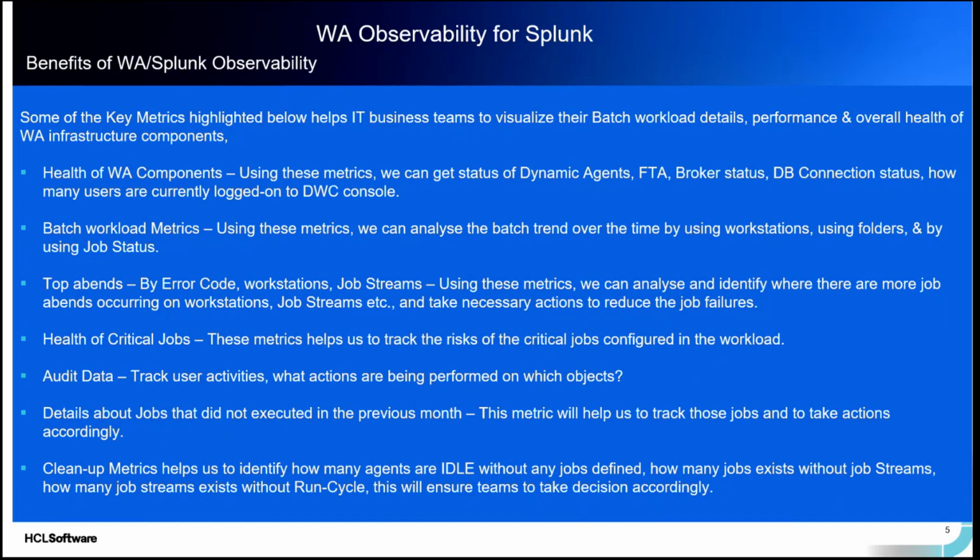The next one is health of critical jobs. These metrics help us to track the risk of the critical jobs configured in the workload. The next one is audit data, which tracks the user activities. The next one is custom metrics, which provides the jobs that were not executed in the previous month. And the final one is the cleanup metrics, which helps us to identify how many agents are sitting idle without any jobs defined, how many jobs exist without job streams, and how many job streams exist without a run cycle. This will help the teams to take decisions accordingly. So these are some of the benefits highlighted here.